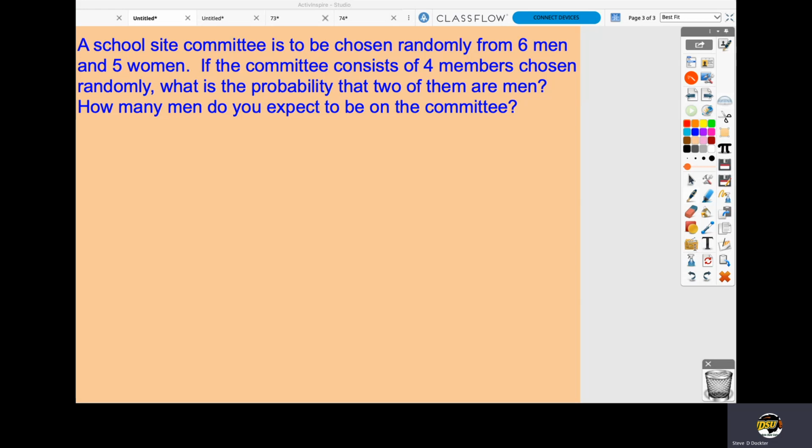For the next one, number of successes in the population. A success stands for what we're looking for. What are we looking for? We're looking for 2 of them being men. So the number of successes in the population, how many men do we have, is really what that's saying. We have 6 of them.